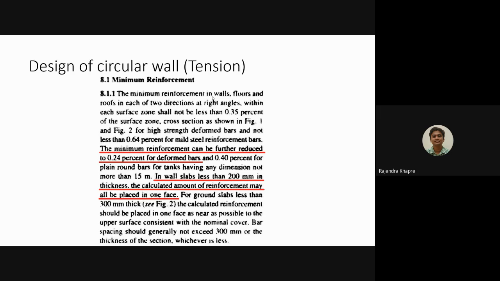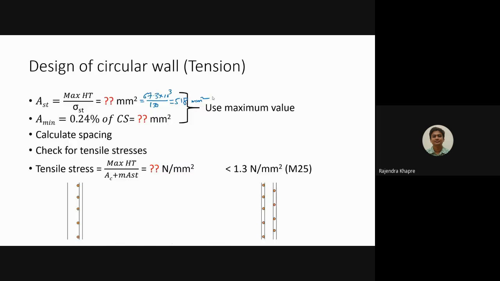6.5. So definitely we fall under this particular criteria. Okay, so from this clause we are taking the minimum reinforcement criteria as 0.24% of the cross section area. So I'm going back over here. 0.24% of the cross section area, so this comes out to be 0.24 divided by 100. Now the cross section area, the thickness is 150 and the wall is per unit.